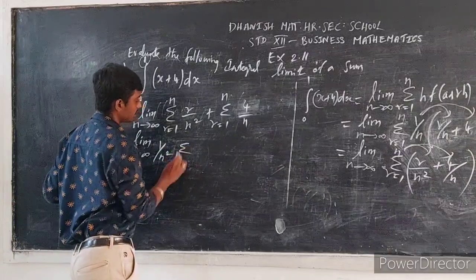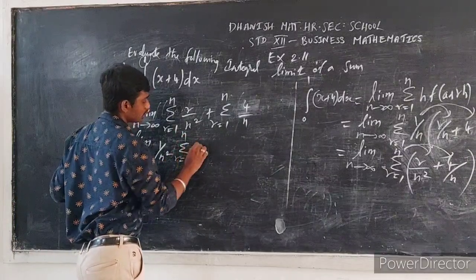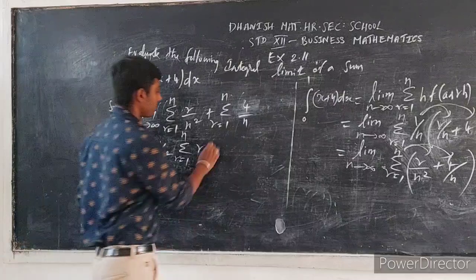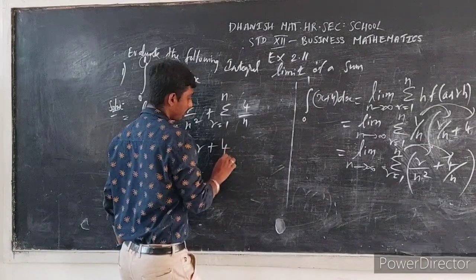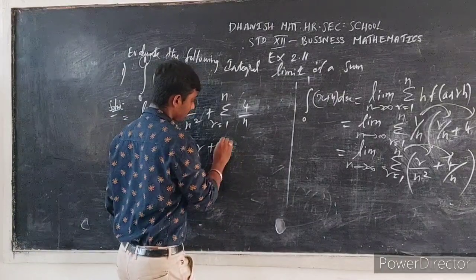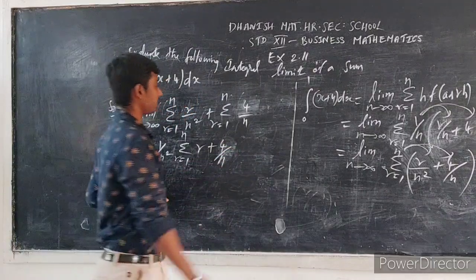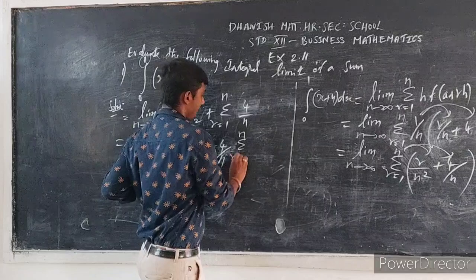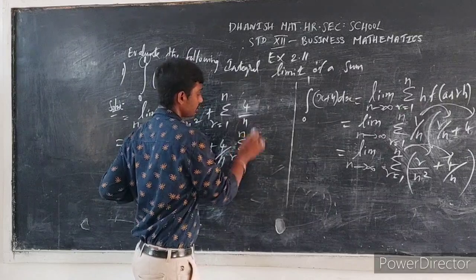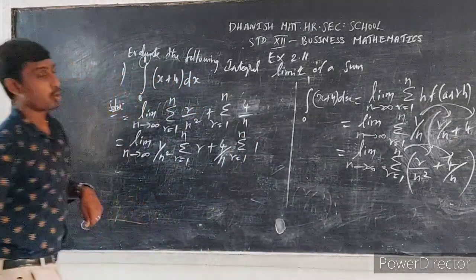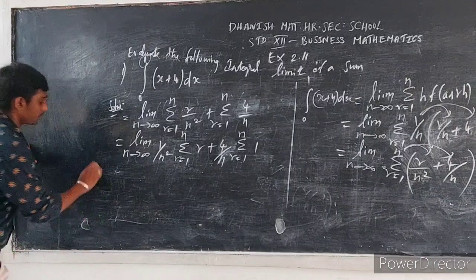So 1 by n square, summation r equal to 1 to n. So what is the remaining? That will be r plus here 4 divided by n. I'm taking this one constant term and one n term. So summation r equal to 1 to n. So what is the remaining value? That will be 1. So we are going to substitute the formula.